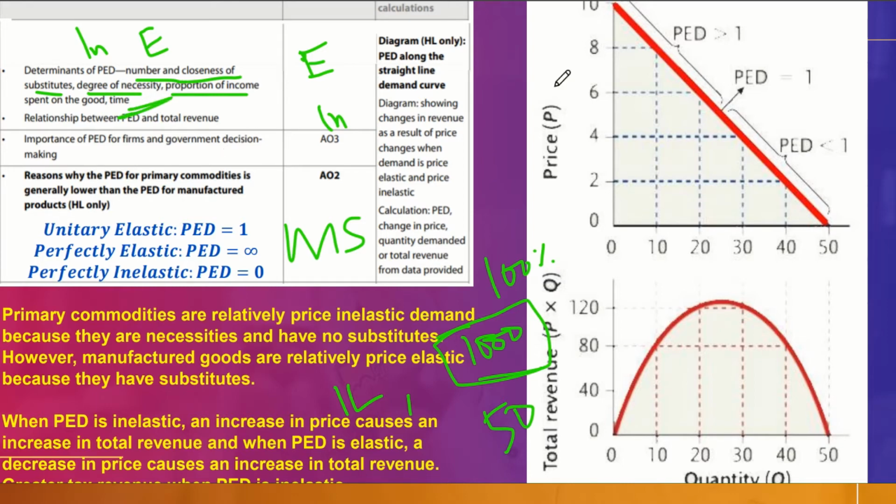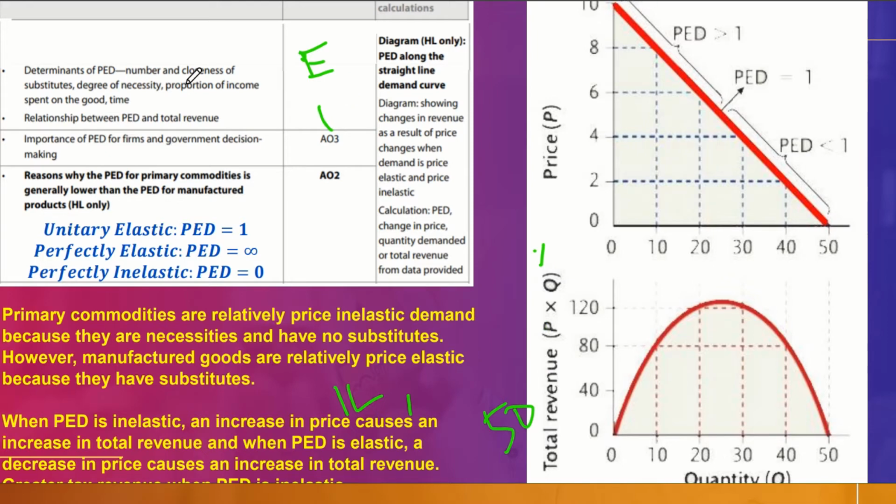If it is possible to postpone the consumption until later, that product will be elastic, and if it is not possible to postpone the consumption, that product will be inelastic. This is the basic. So remember, the determinants of PED are: first, the number and closeness of substitutes; second, the degree of necessity; third, the proportion of income spent on that good; and fourth, time.